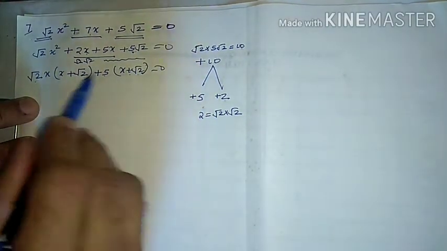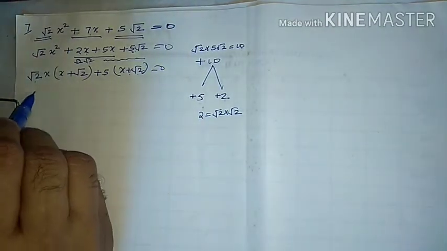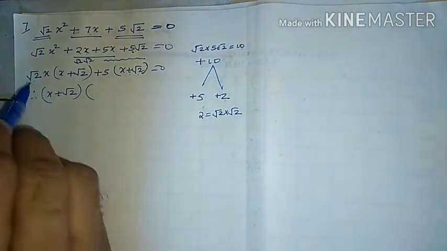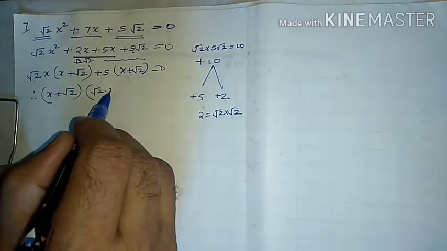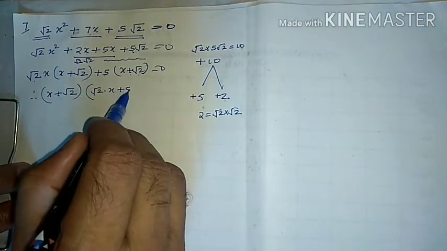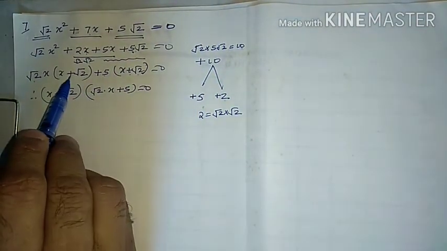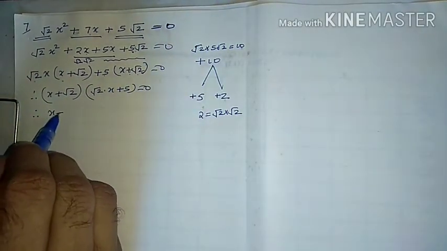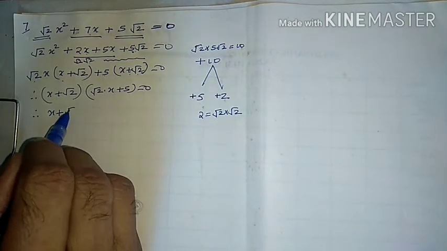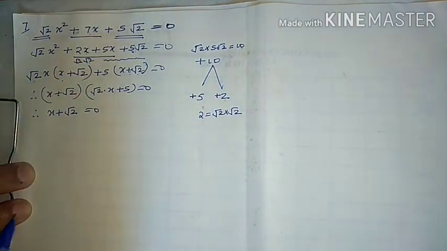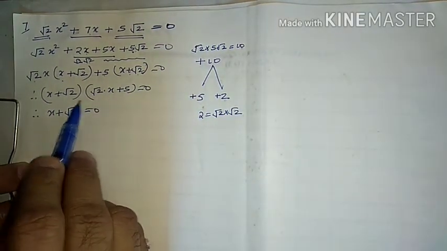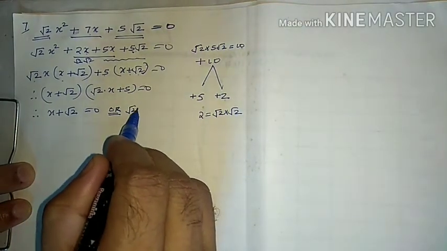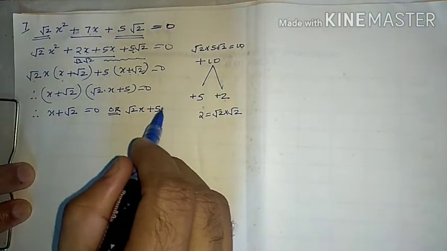Now this term x plus root 2 is the common factor. Take it out: x plus root 2 into root 2 x plus 5 equal to 0. A into B is 0 means either A is 0 or B is 0. The first part is x plus root 2 equal to 0; the second part is root 2 x plus 5 equal to 0.